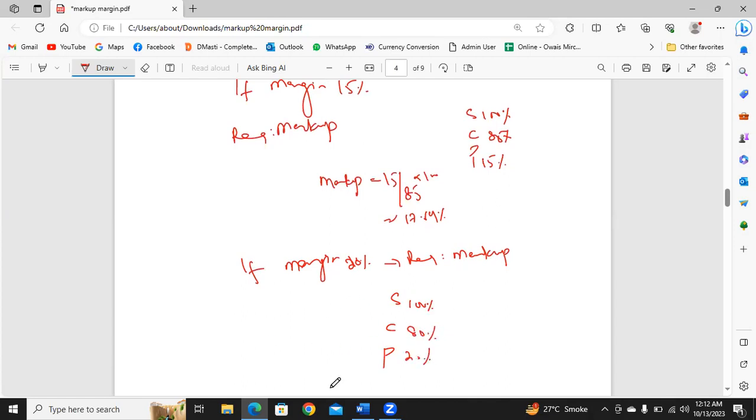Now we have to find the markup, which is profit over cost, into 100. So profit is 20 and cost is 80, into 100. So 20 divided by 80 into 100 is 25%. In this way, we can calculate the margin into markup.